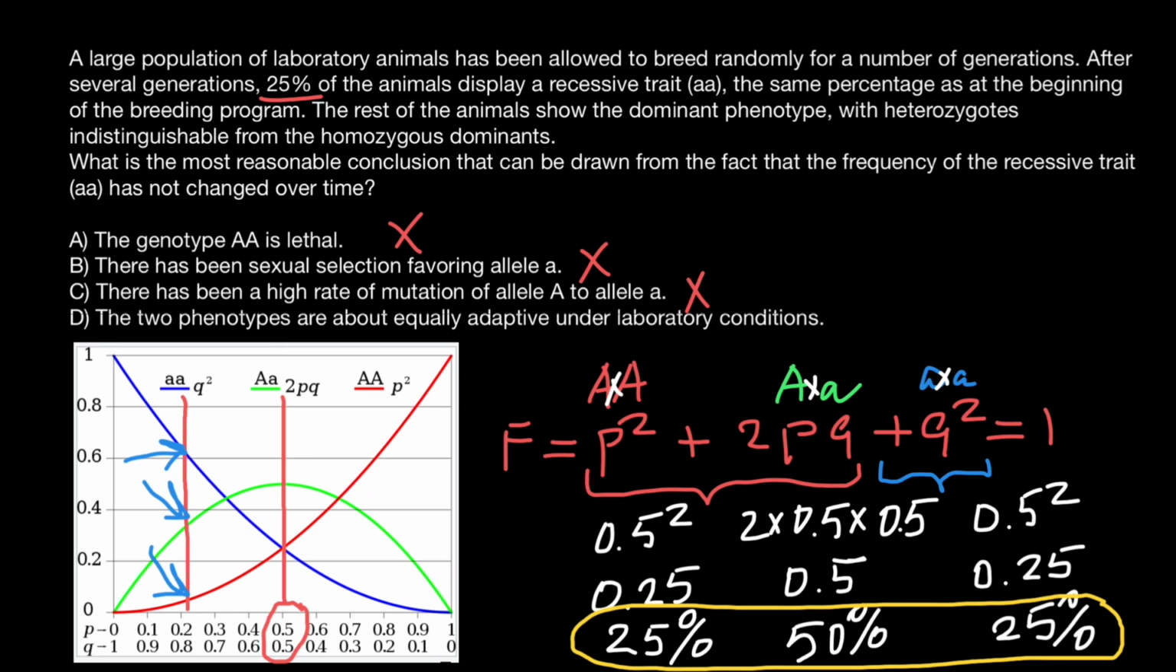Variant D: the two phenotypes are about equally adaptive under laboratory conditions. And this is the exact reason why the frequency of the homozygous recessive genotype didn't change, because the frequency of the alleles didn't change. So our choice is variant D.